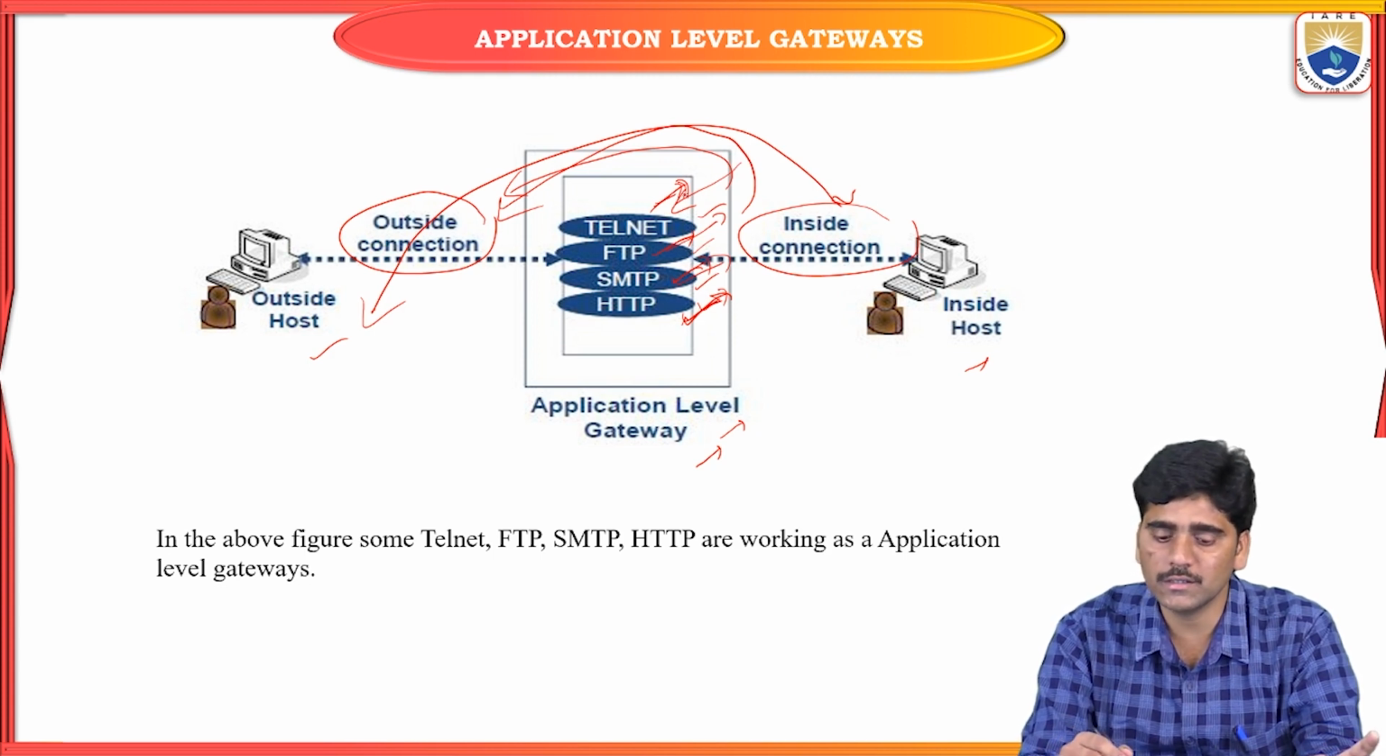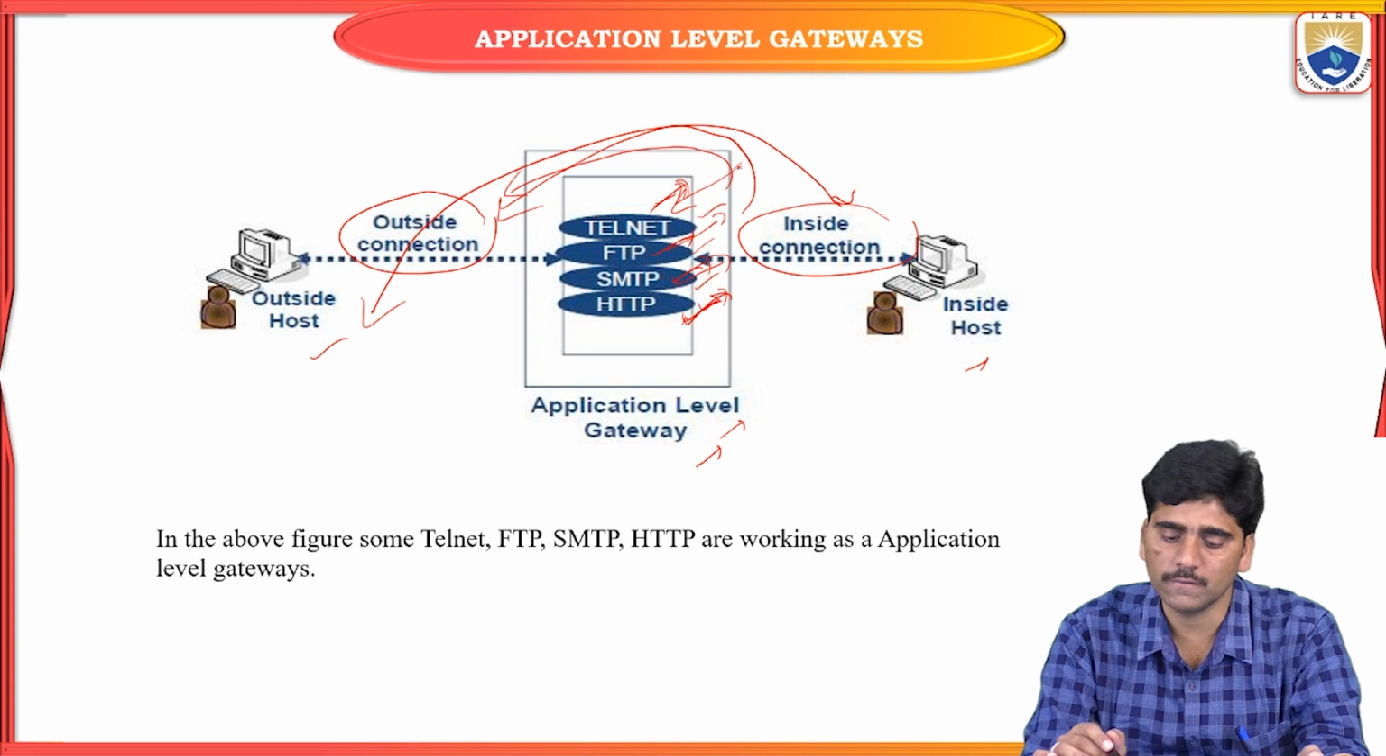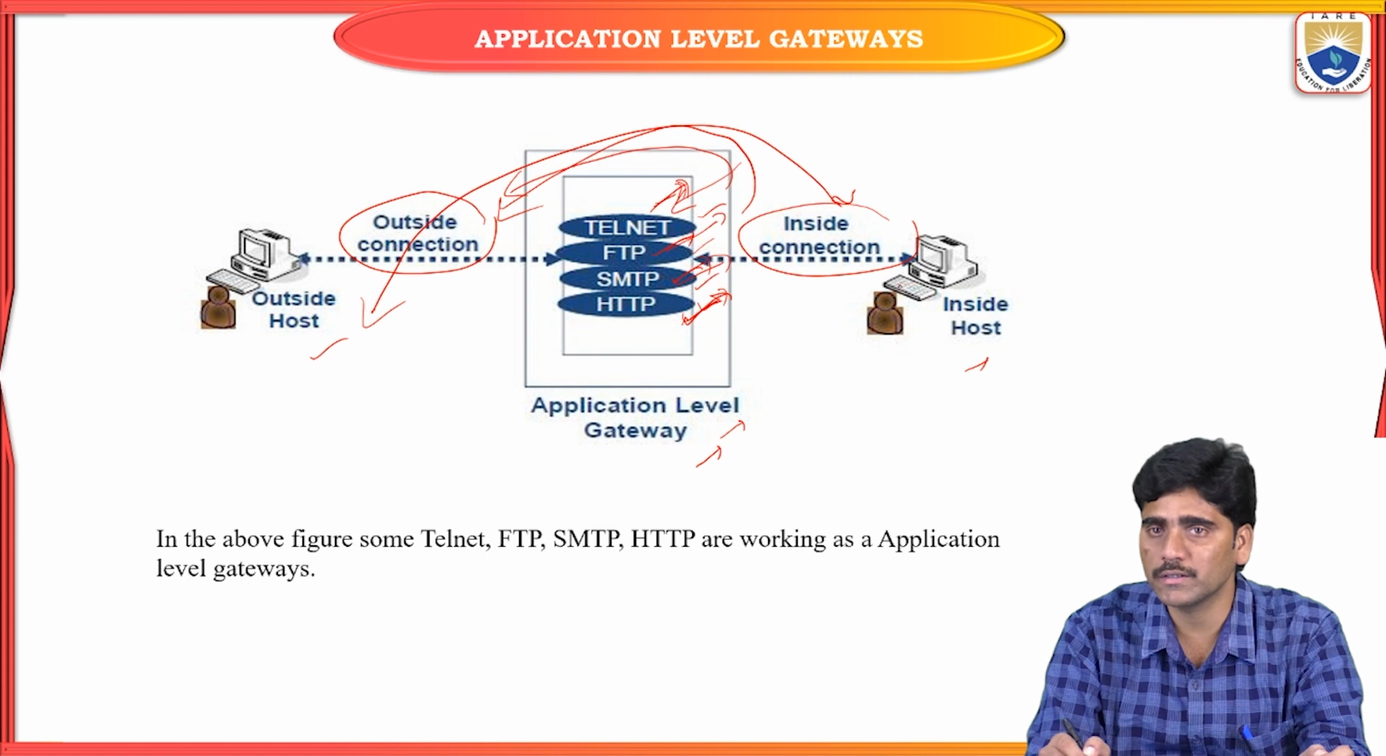If the connection is trusted, then telnet approves that the connection has to be established between outside and inside. Similarly, FTP, file transfer protocol, approves that both connections are trusted, and then it is able to forward the files. Similarly, SMTP, simple mail transfer protocol, approves that the mail has to be delivered from inside connection to outside connection if and only if it is trusted. Similarly, HTTP, Hypertext Transfer Protocol, also acts as an application level gateway protocol to transfer applications from inside connection to outside connection. So these are some examples of application level gateways.